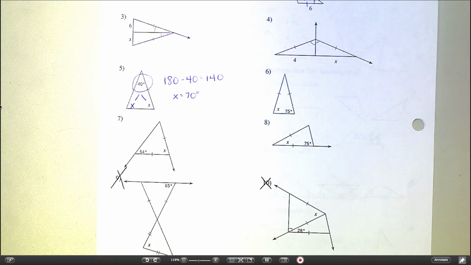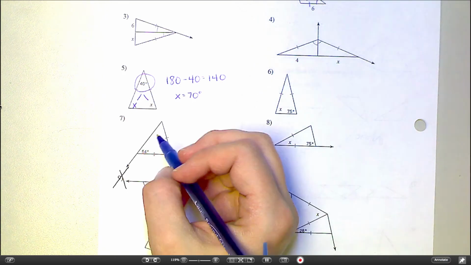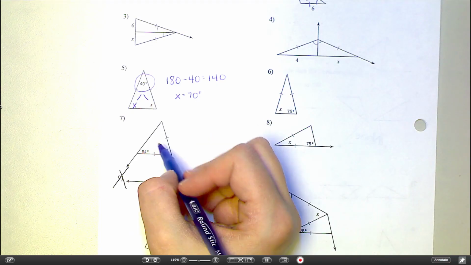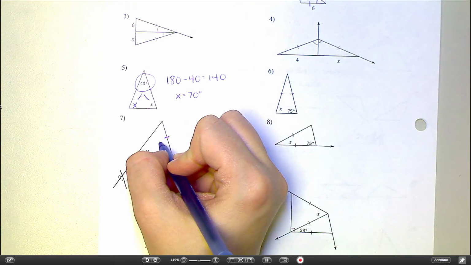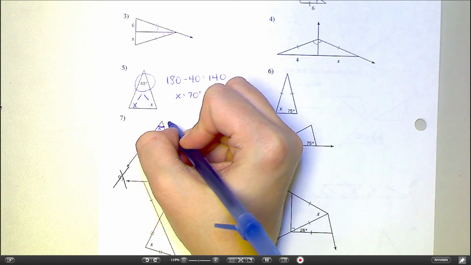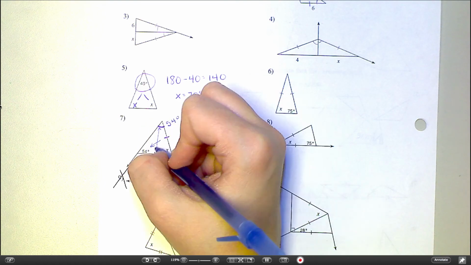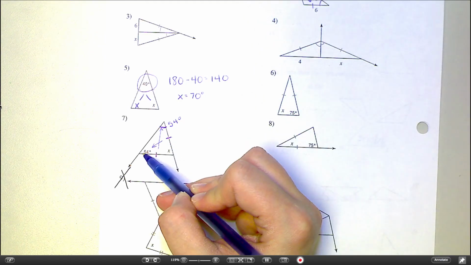Which one did you ask about, Seth? Number 7? Is that right? Okay. Number 7. Which 2 angles are congruent in number 7? 54 and x. No, hold on. These are my 2 congruent sides. Okay? So the ones that are congruent are the ones across from those. So that means that this angle up here is also 54. These 2 angles are the ones that are congruent because these 2 sides are congruent. Can you see that? That these 2 sides are congruent, so these 2 angles are congruent.